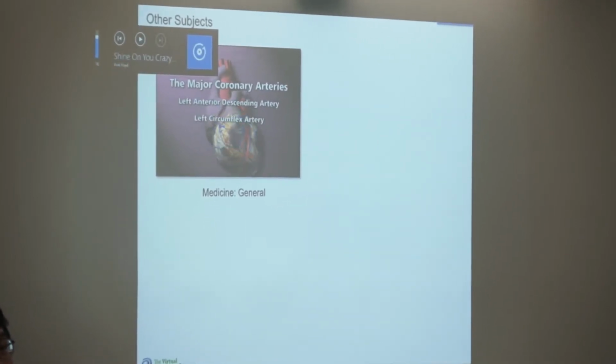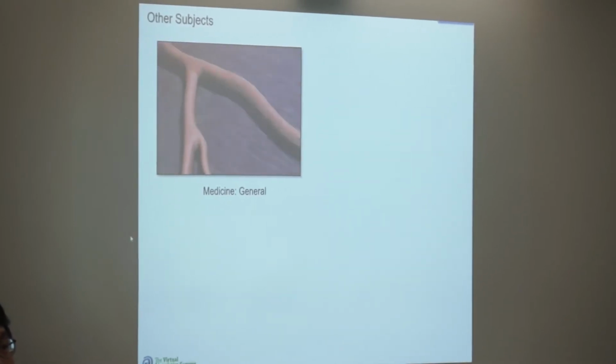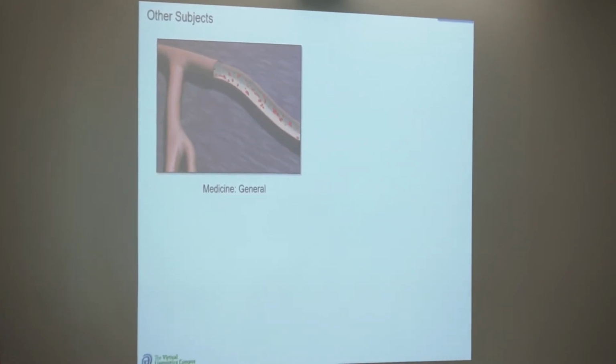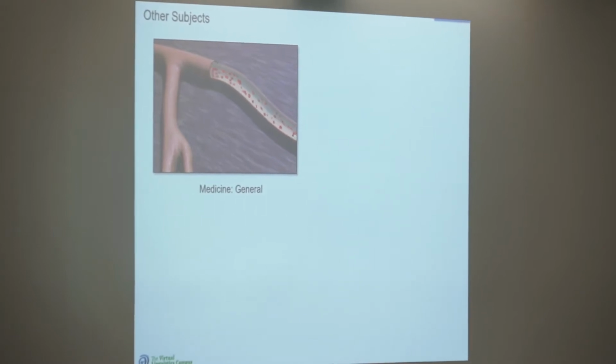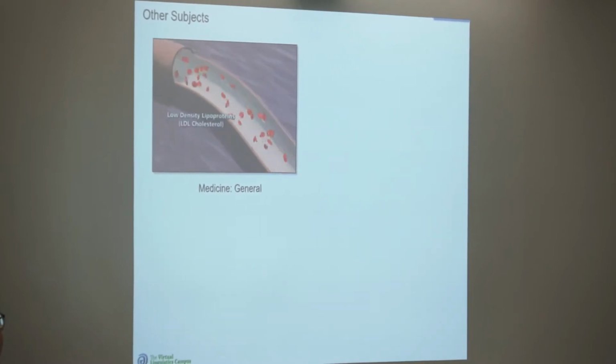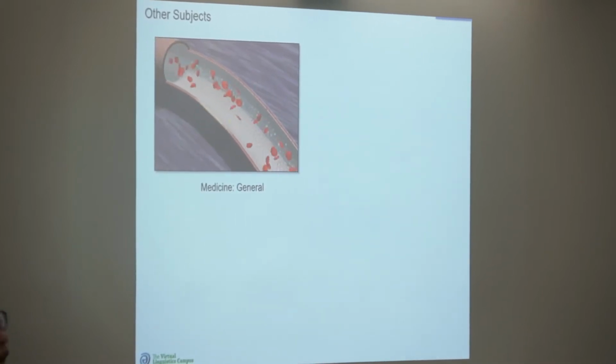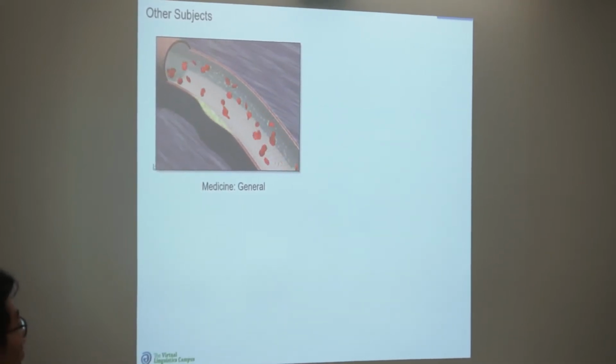Coronary artery and a right coronary artery. The bloodstream contains red blood cells, which deliver oxygen to the heart muscle, known as the myocardium. It also contains fats or lipids, known as low-density lipoproteins, or LDL cholesterol. Atherosclerosis begins when LDL cholesterol accumulates in the arterial wall.